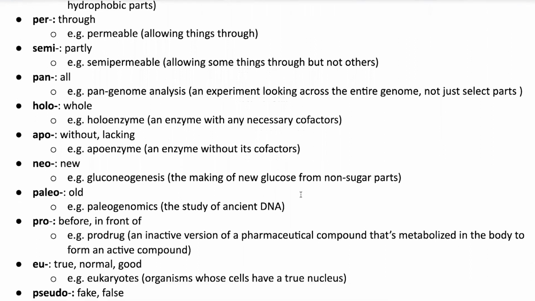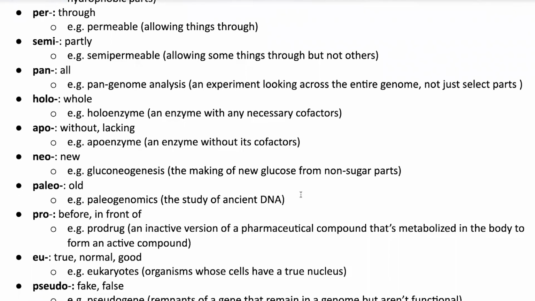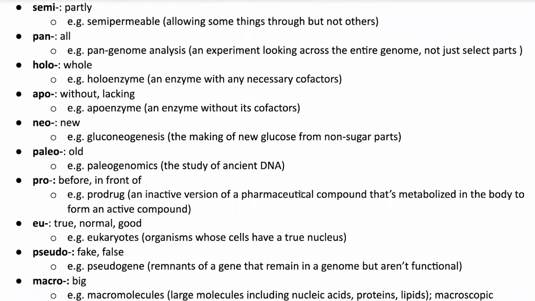Okay, per means through. So something that's permeable is going to allow things through, but will it allow all of them through? Introduce the term semi, which means partly. So something that's semi-permeable, like a semi-permeable membrane, is only going to allow some things through, but not others. A membrane might be permeable for little things, but not for big things and stuff like that.